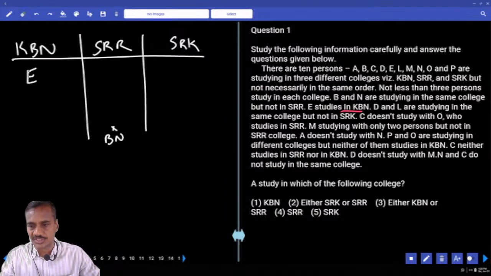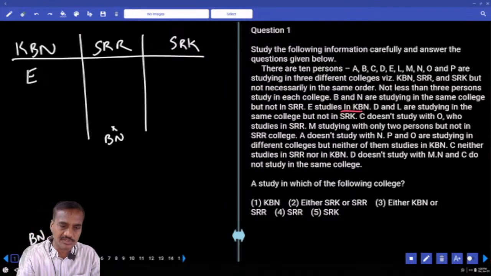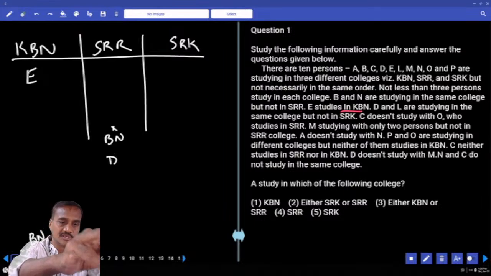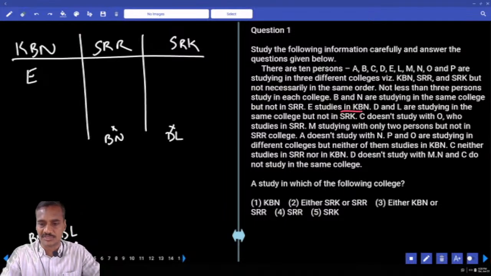D and L are studying in the same college, but not in SRK. That means D and L cannot be in SRK. Hence, D and L cannot be at this place.